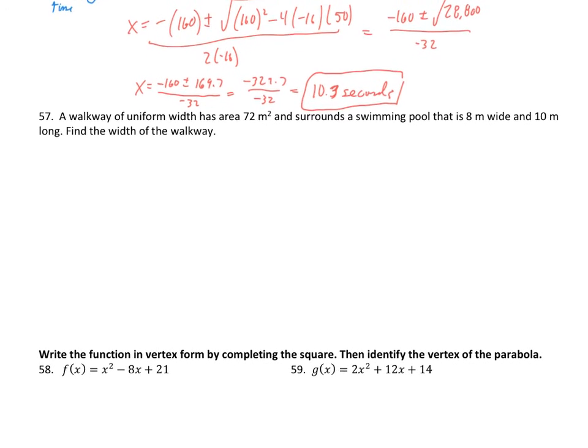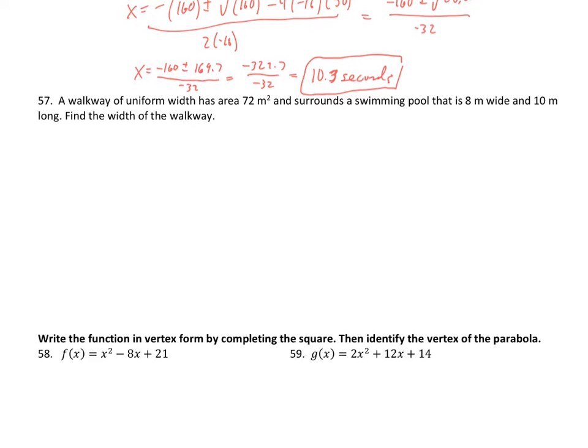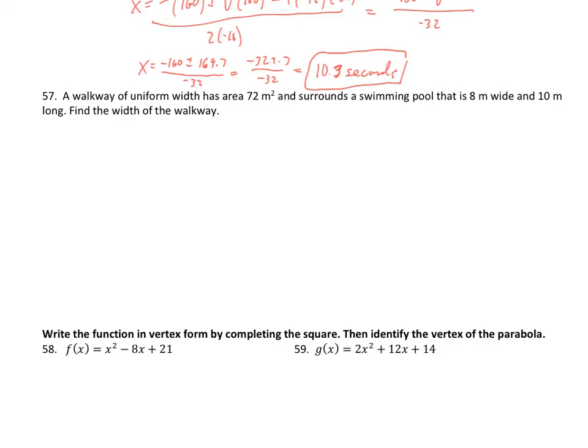Let's see. A walkway of uniform width has area of 72 meters. It surrounds a swimming pool that is 8 meters by 10 meters long. Find the width of the walkway. So I always like to draw a picture for this. So swimming pool. It's 8 meters by 10 meters. And then there's this walkway around it. Supposedly uniform width.